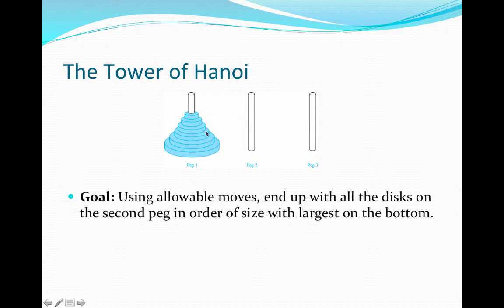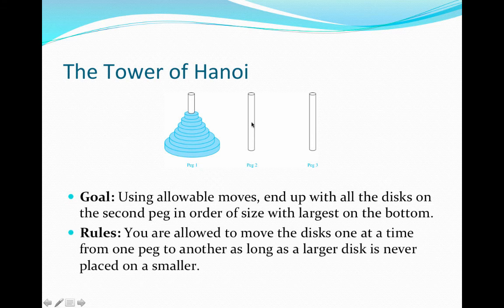So from largest to smallest, largest on the bottom, smallest on the top, we want to find a way to move these discs to this peg following the following rules. We are allowed to move discs one at a time to any peg. So from one peg to another, we can move them from peg 1 to peg 2 or peg 1 to peg 3 and back and forth, as long as a larger disc is never placed on a smaller one.